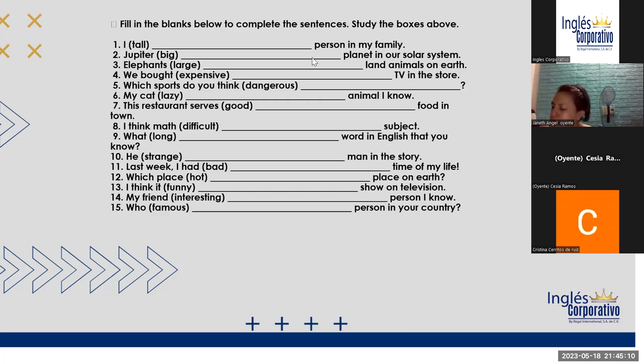En la 11, teacher, no se utiliza el zero star, ¿verdad? Solo sería last week, I had the worst. Yes. Of my life. The worst time of my life. Last week, I had the worst time of my life.